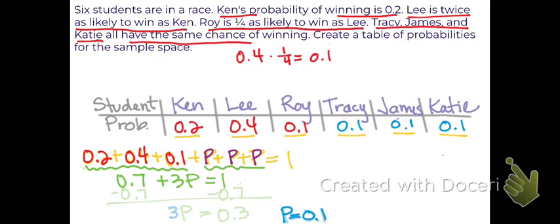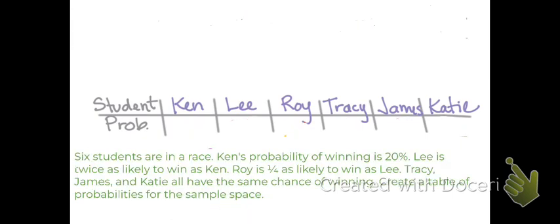Let's do one more using percents instead. All right, here we go. This one is eerily familiar, but we're dealing with percents. Notice we have a 20% here. So this means that their percents of winning, if we add them all up, add up to 100%. So let's quickly go through this.